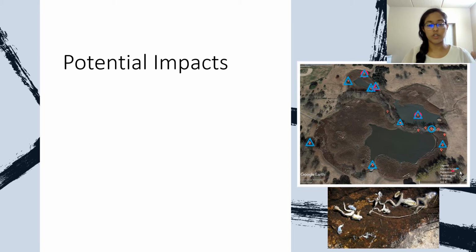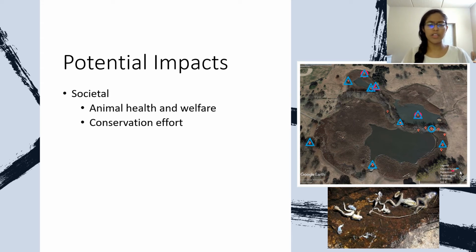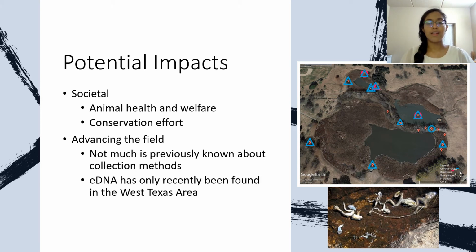This leads us into some potential impacts. First, we'll start with societal impacts, which are, for example, animal health and welfare and conservation efforts, which really go hand in hand. The results of this study will impact and inform both conservation efforts and animal, especially amphibian, welfare. Next, we'll talk about advancements in the field. eDNA has only recently been used in the West Texas area, and there is not much known about different collection methods. So the results of this study will really inform and impact advancements in this field.